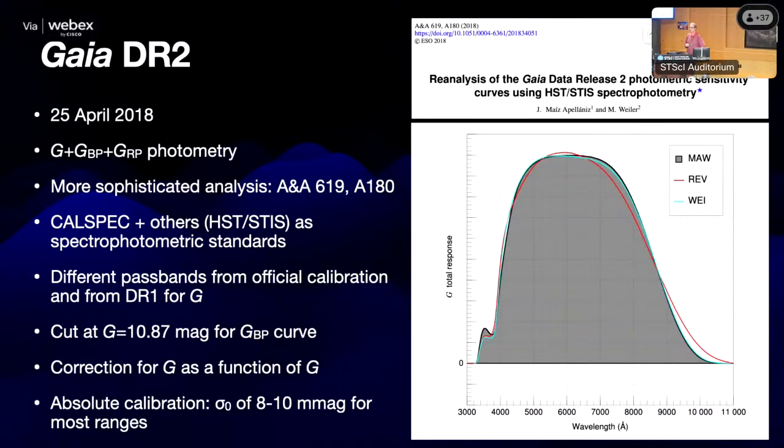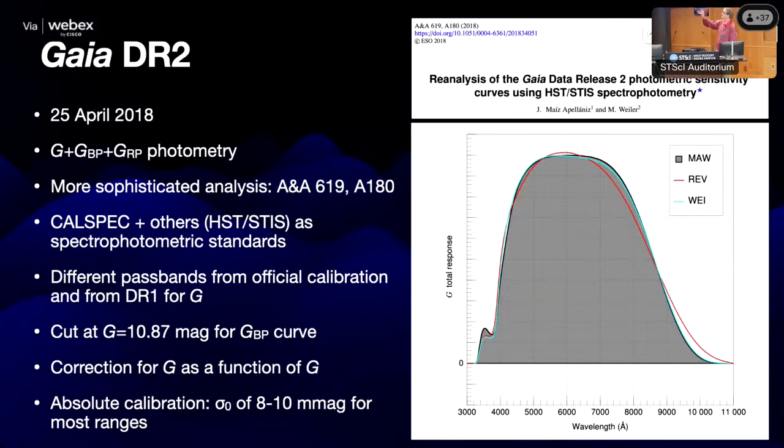And indeed, that Gaia Data Release 2 came out. At that time is when I teamed up with Michael, with all this nice technique that he has explained to you. So we applied it for the first time, right? In this case, for the 3 passbands, using, as I said, a more sophisticated analysis. And we use CalSpec plus other STIS standards. And we found a number of things.